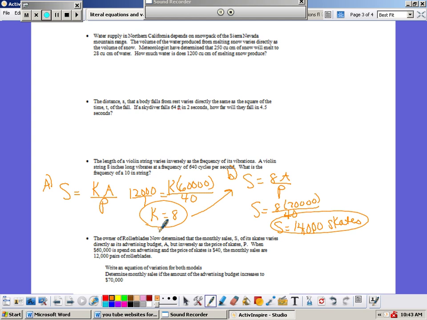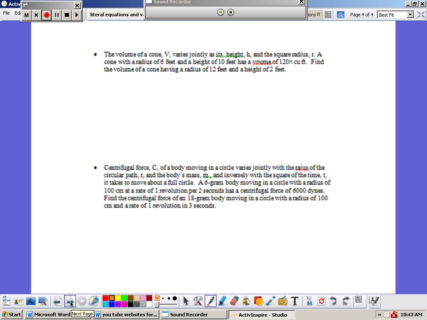Okay, so we've done direct, we've done inverse or indirect. They're called both names, so I just want you to be aware of that. So now let's see what we got. The volume of a cone V varies jointly as its height and the square of the radius R. A cone with a radius of 6 feet and a height of 10 feet has a volume of 120 feet. See, I need an L here.